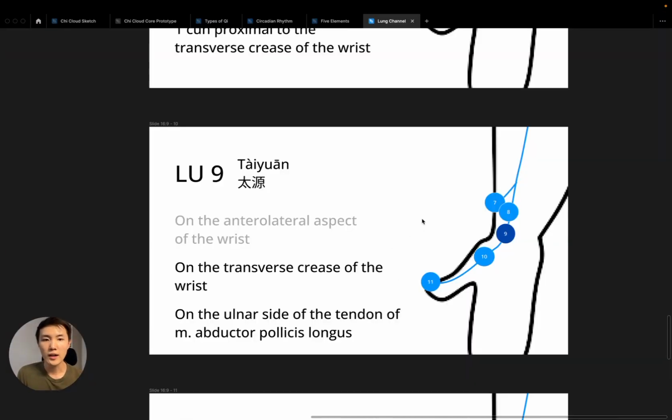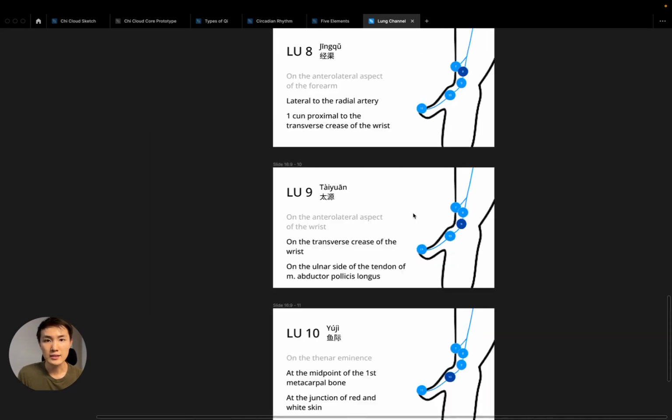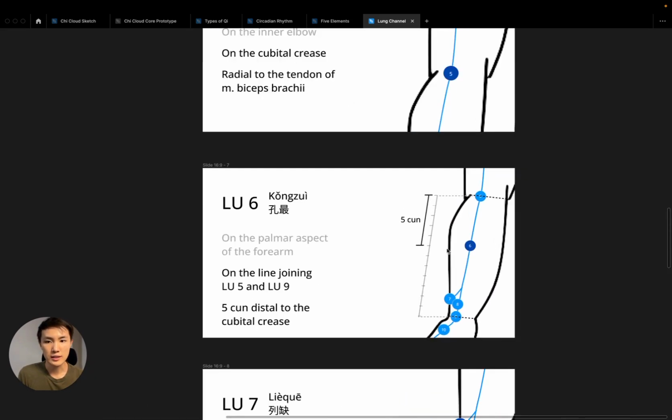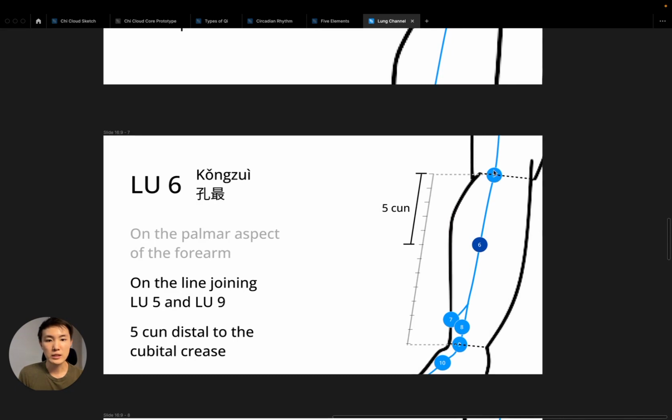So now that we got an idea of where lung 9 is, now we can look at lung 6 again. So remember, it's the line joining lung 5 and lung 9. So a really useful measurement here is the distance between the cubital crease and the crease of the wrist. That's going to be 12 twin total.